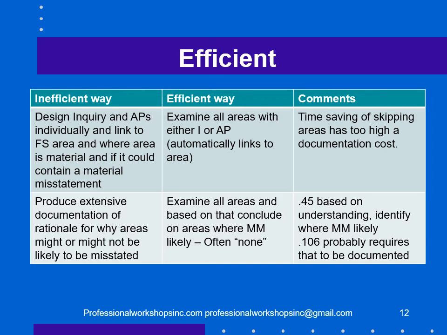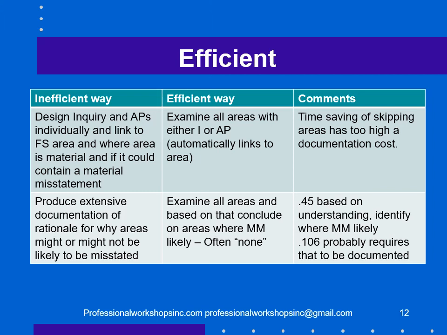And then I see people doing this or recommending that it be done. Produce extensive documentation for the rationale for why areas might or might not be likely to be misstated, particularly might not be, and that's very difficult to do. My preference is to examine all areas and based on that conclude on areas where material misstatement is likely, and because that's often none, I prefer to do that. So having examined everything, you conclude that there are no areas where material misstatement is likely, and that's common.